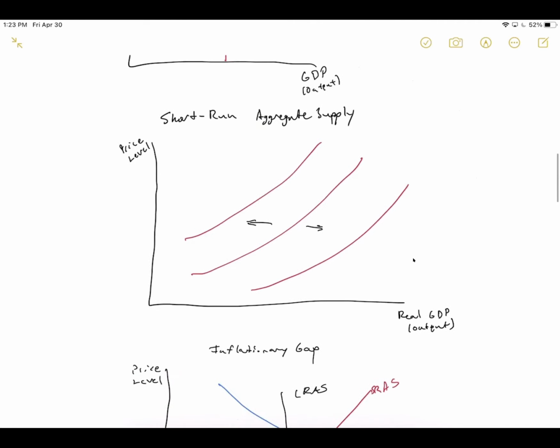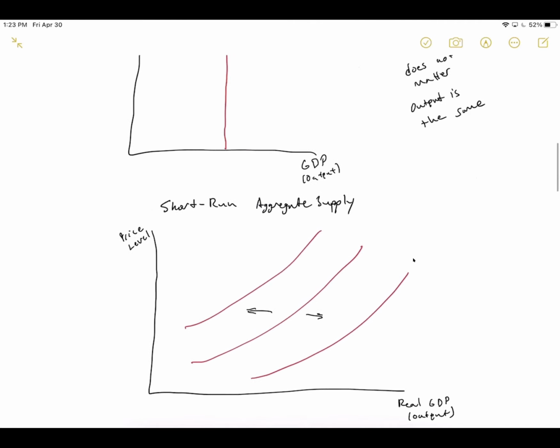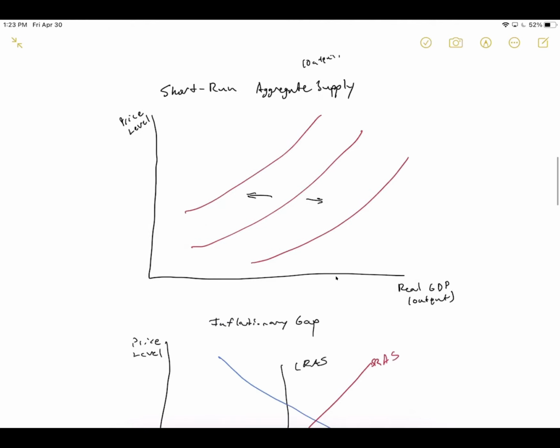Now, the short run aggregate supply is a little bit different. And this is where you get into the sticky wage theory. What that's basically saying is in the short run, prices do have an effect. So as the price level increases in the short run, real GDP or output, we're going to be moving from here to this portion of the short run aggregate supply curve. So in the short run, price level does have an effect on the aggregate supply curve.